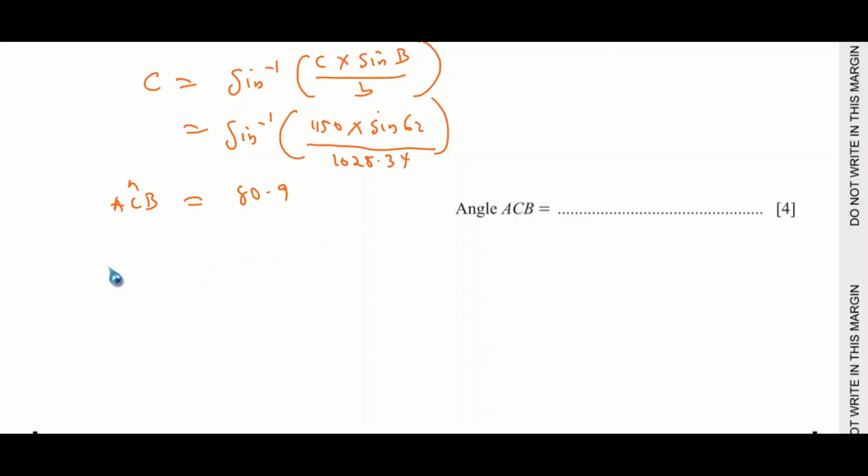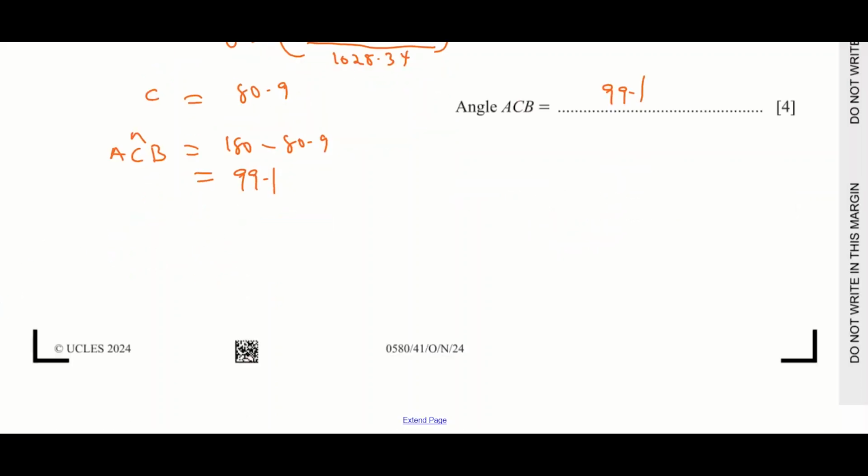So for that reason, angle ACB equals 180 minus 80.9, which equals 99.1. An obtuse angle is greater than 90 but less than 180 degrees. So that will be the solution.